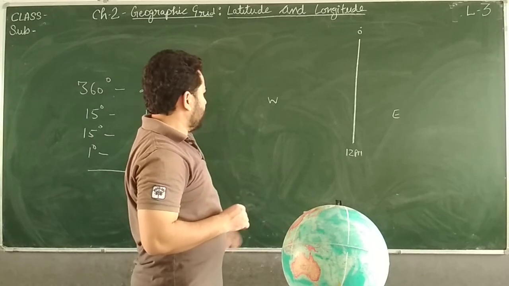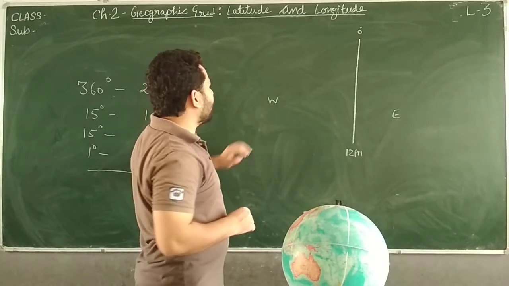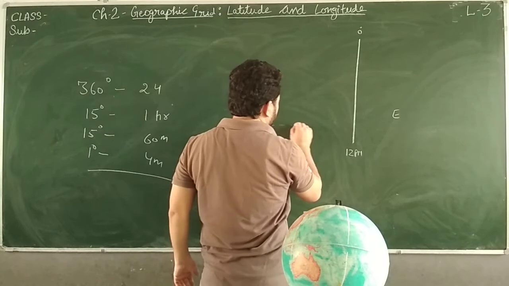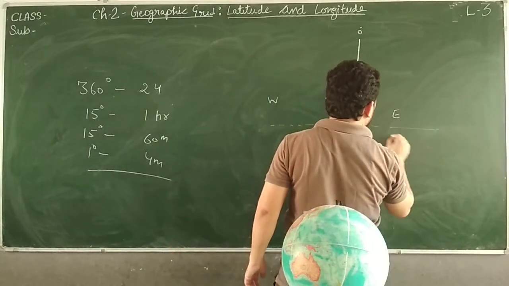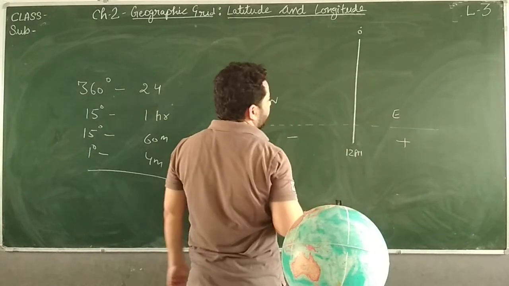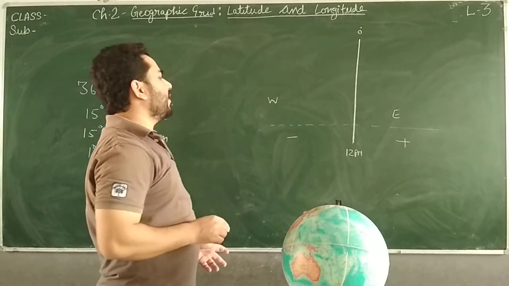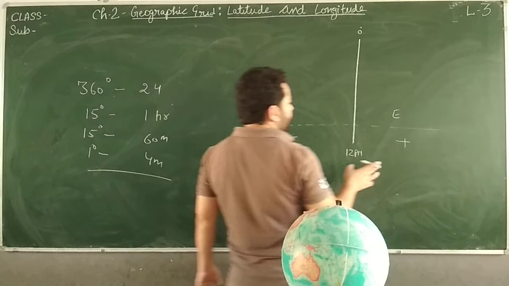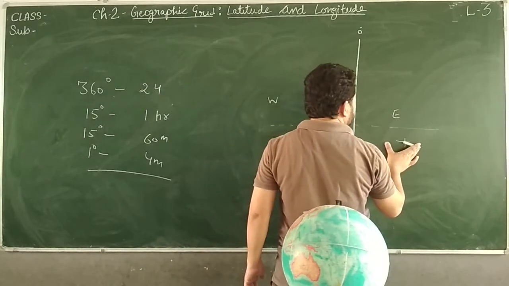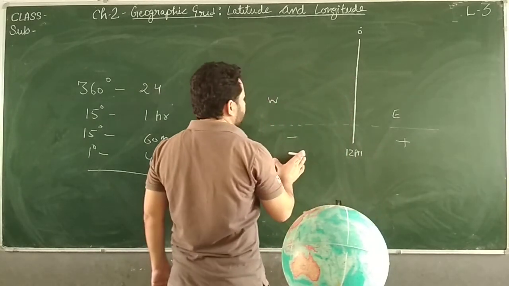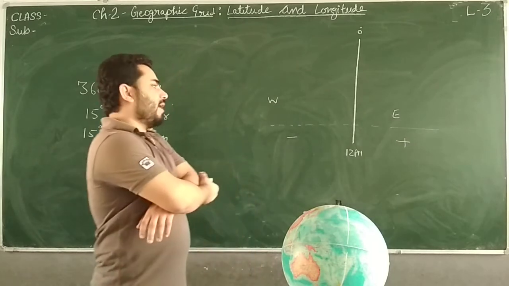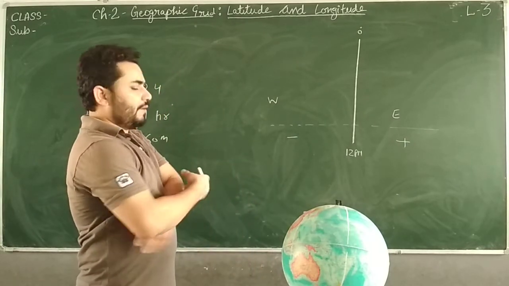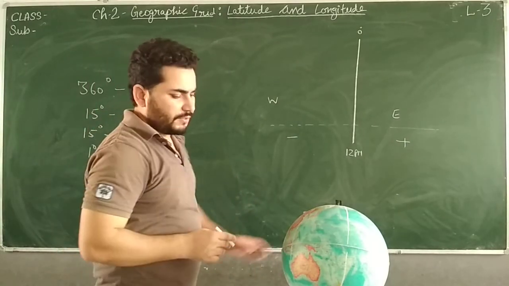Now, as on a number line you draw the positive side here and the negative side here, likewise similarly it is also here, positive and negative. In the eastern side the time is ahead and on the western side the time is behind. Clear?